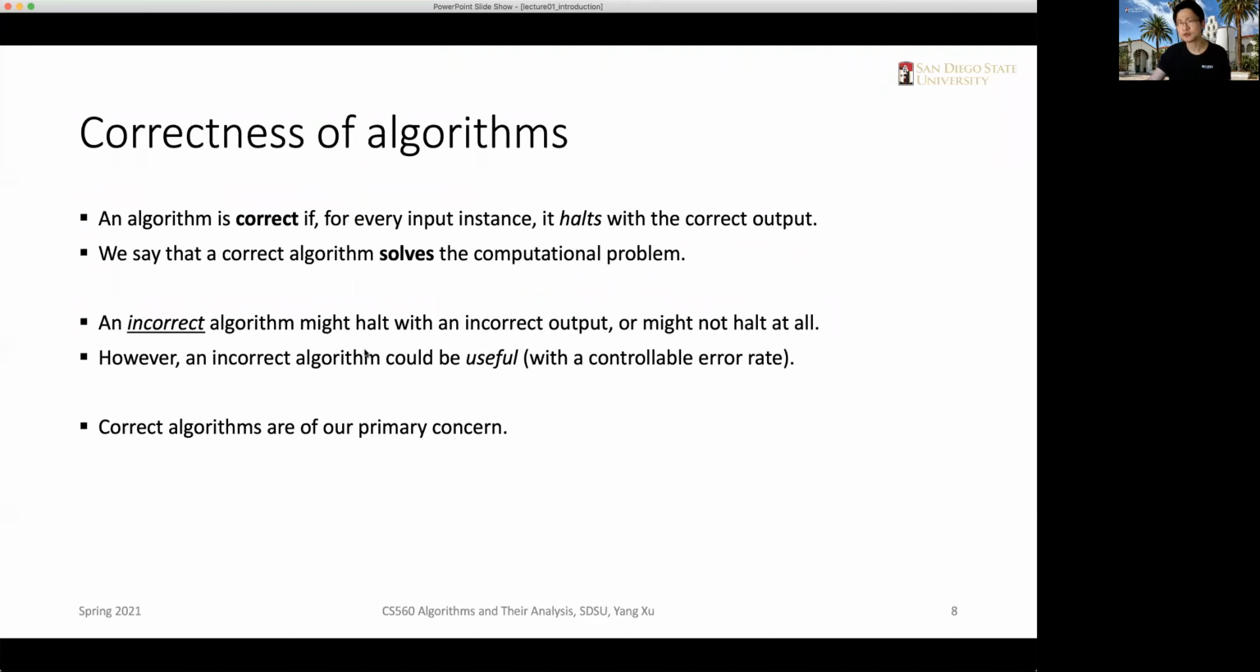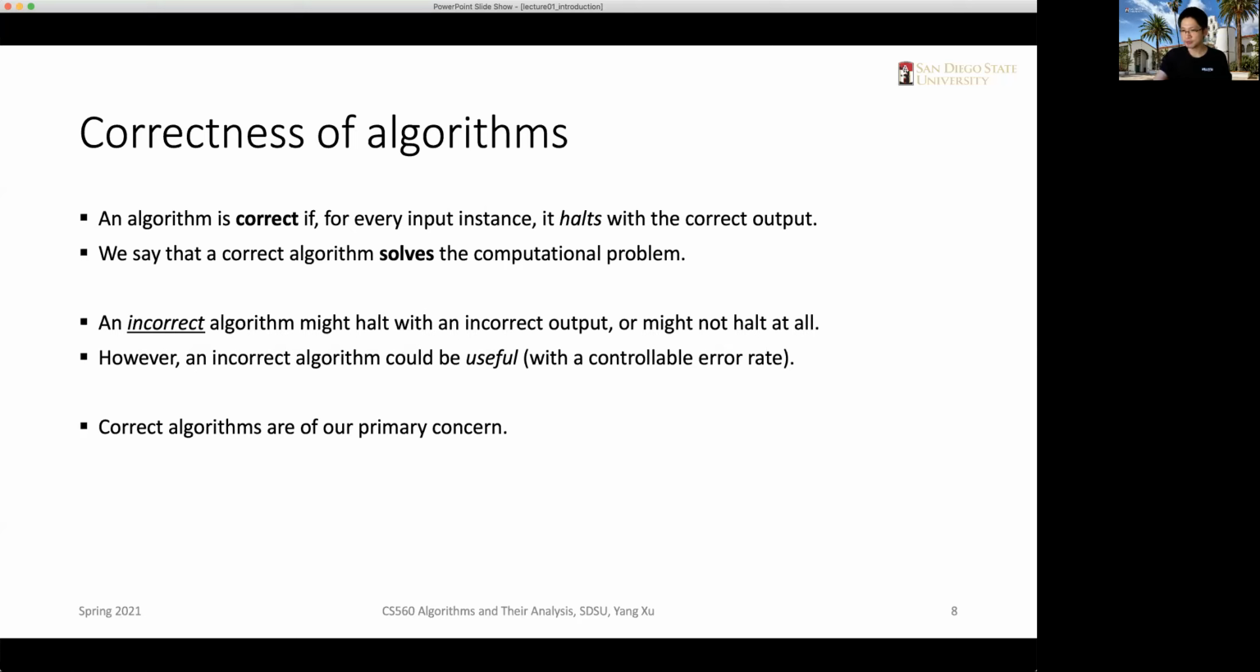In this course, we will primarily focus on correct algorithms. Incorrect algorithms can sometimes be tolerable, but we basically focus on the correct algorithms, go deep into them, and try to find the better ones among the correct algorithms.